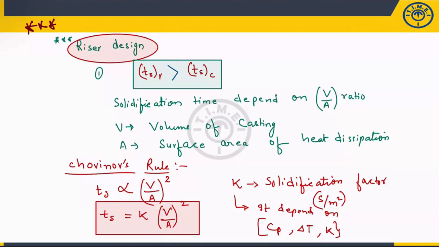The solidification time basically depends on the volume by area ratio. V is the volume of casting and A is the surface area through which heat is dissipating outside. By using this rule, the solidification time is related as K into (V by A) squared, where K is the solidification factor, V is the volume of casting and A is the surface area. Most of the questions will give this value, and the dimensions of the casting, so you can calculate the volume and area and get the answer.